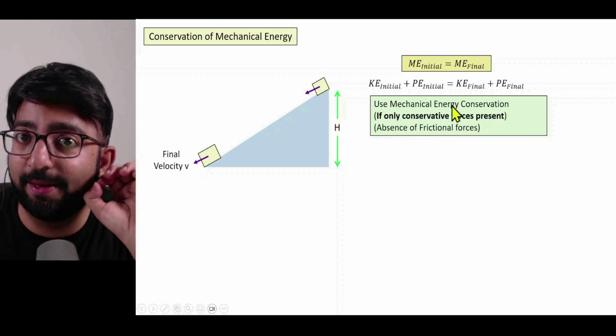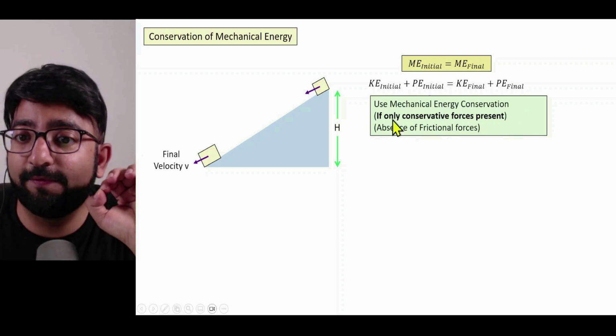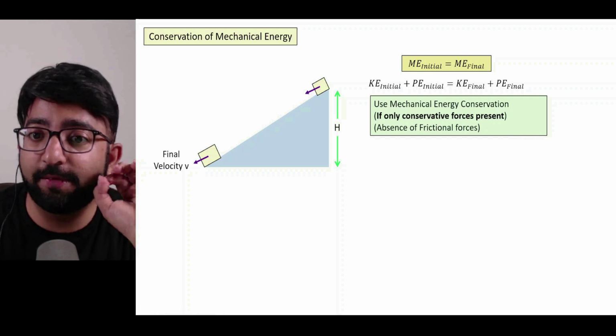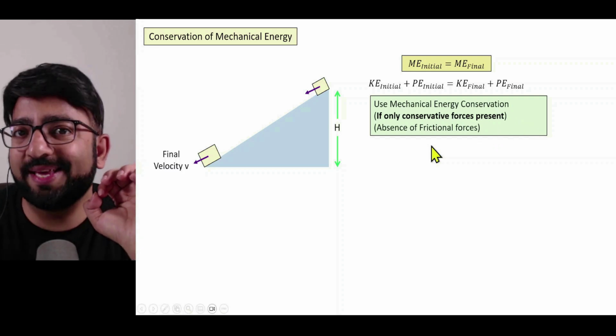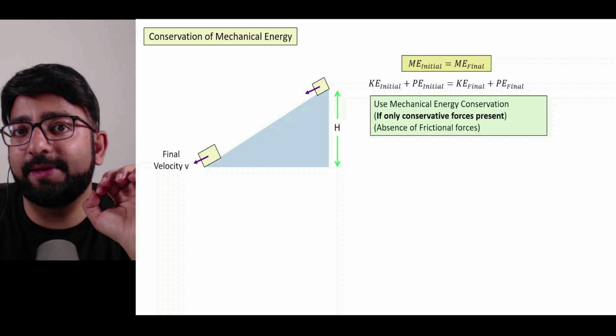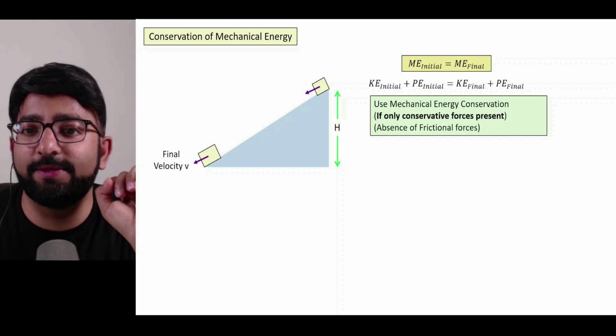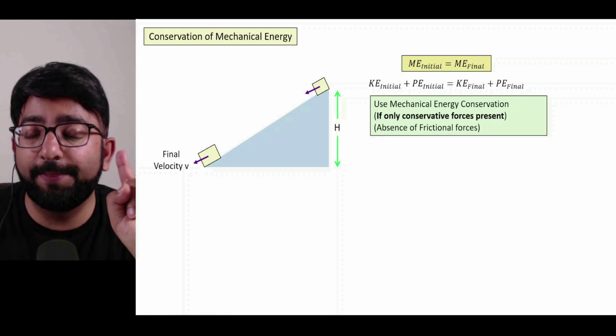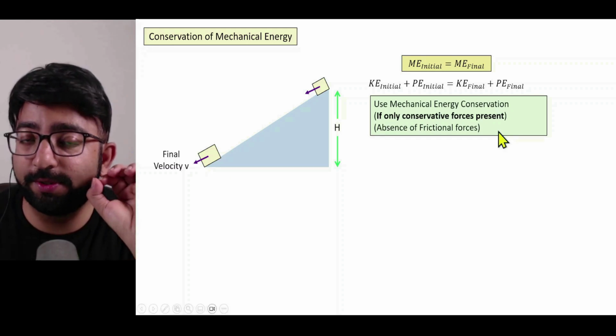Use mechanical energy conservation only if conservative forces are present. If non-conservative forces are present, for example, friction, in those cases, the approach is a little tricky to apply. But in most cases, we can consider this as a rule: mechanical energy conservation is applicable only if conservative forces are present.